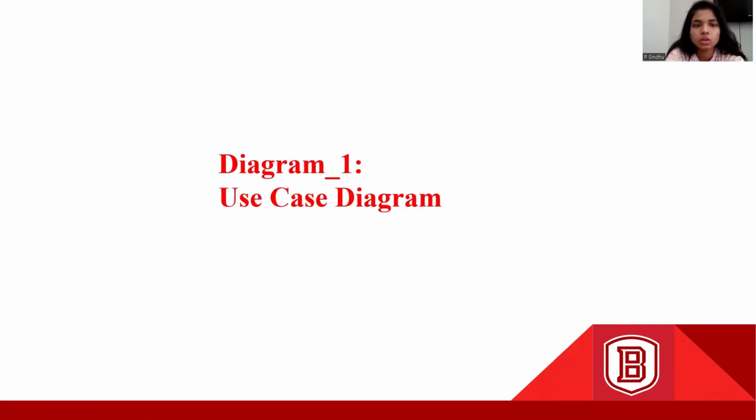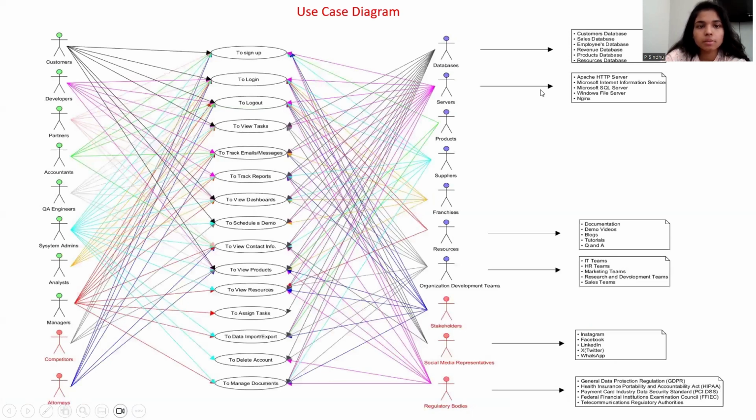Greetings, Dr. Usko. I would like to give a detailed explanation of the diagrams that we have developed for our project. First one is the use case diagram. A use case diagram depicts the functionality of a system from the user's perspective, showcasing the various functionalities of the system as well as the actors involved in these interactions.